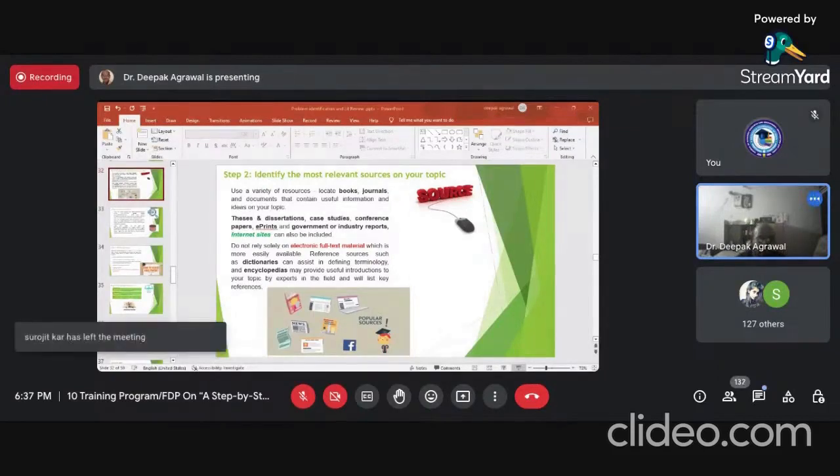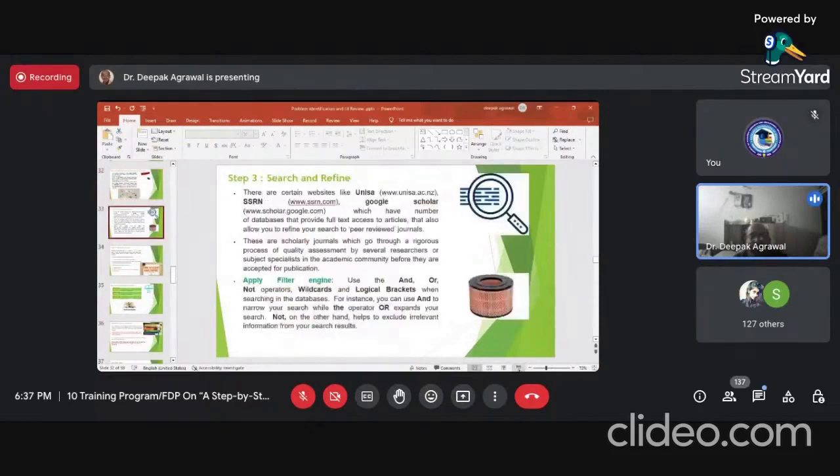Try to use dictionaries, which will be helpful in defining various terminologies, and encyclopedias. But avoid data that has been collected with the help of Wikipedia. It is open source, hence this data can be modified anytime and there is no authenticity to it. So where can you search for all of these things? They can be searched on various websites, for a few references like UNISA, SSRN, Google Scholar, etc.